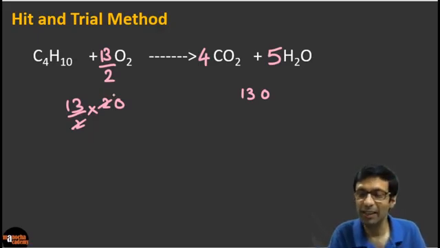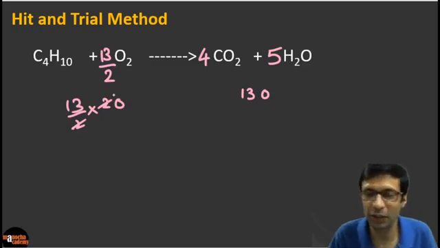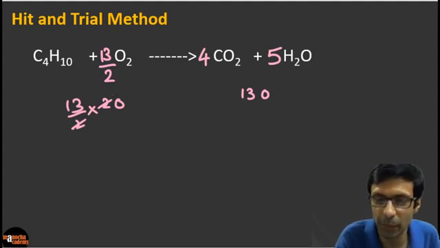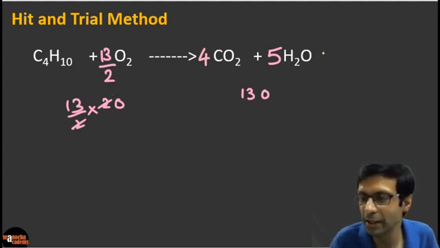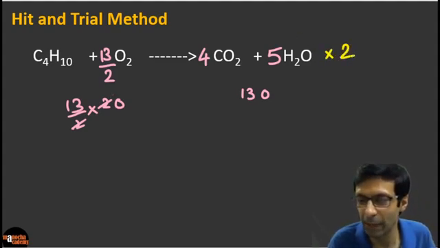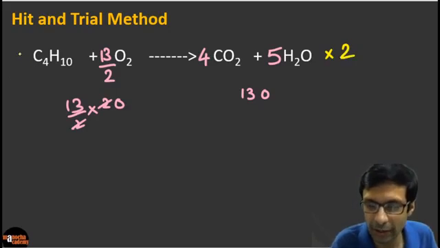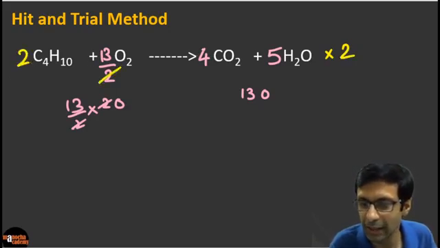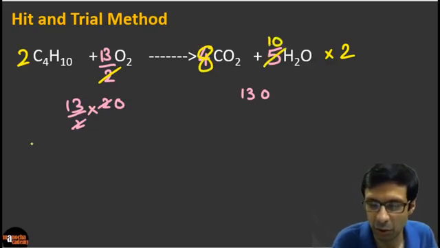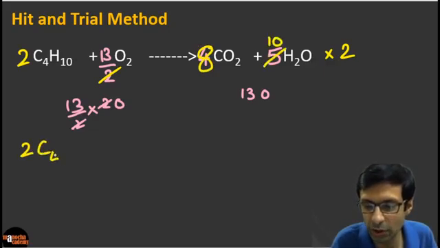Okay, so now guys, we can't leave the fraction. Remember, you're not allowed to have fractions in your equation. All the coefficients should be whole numbers. So we'll multiply the whole thing by 2. If we do that, we are going to get 2. This will get cancelled. You'll get an 8 here and a 10 here. So our answer is going to look like this.